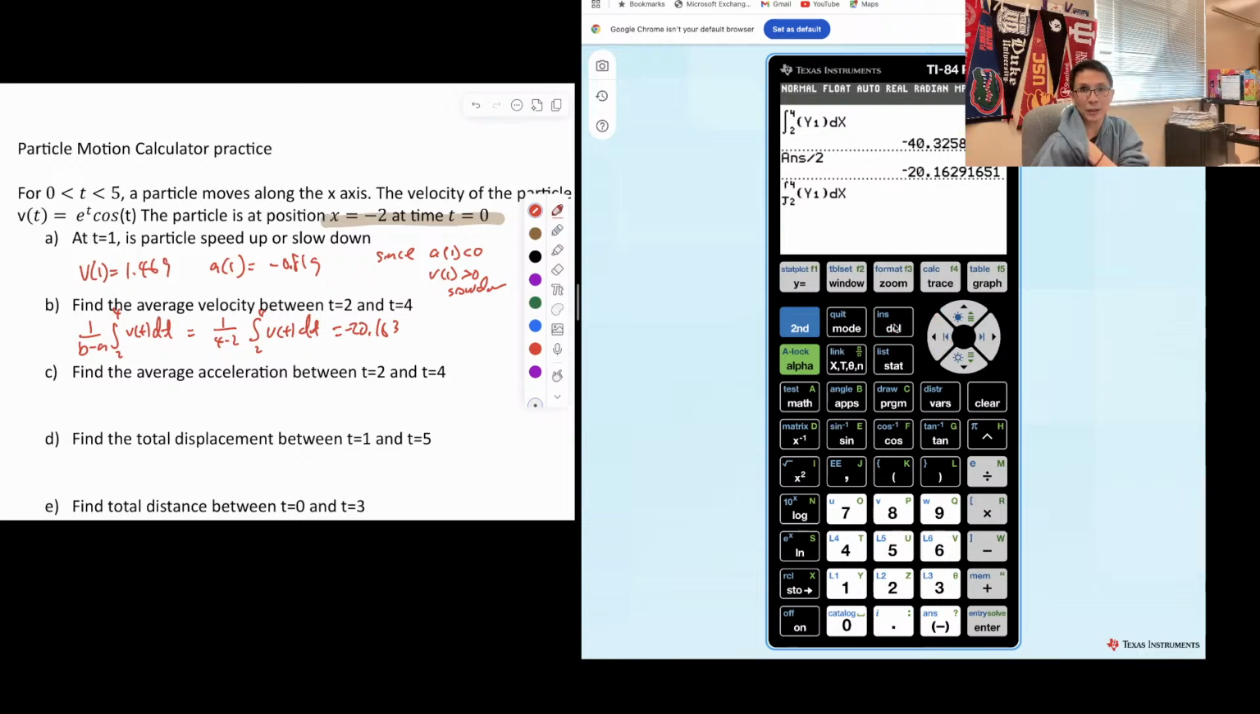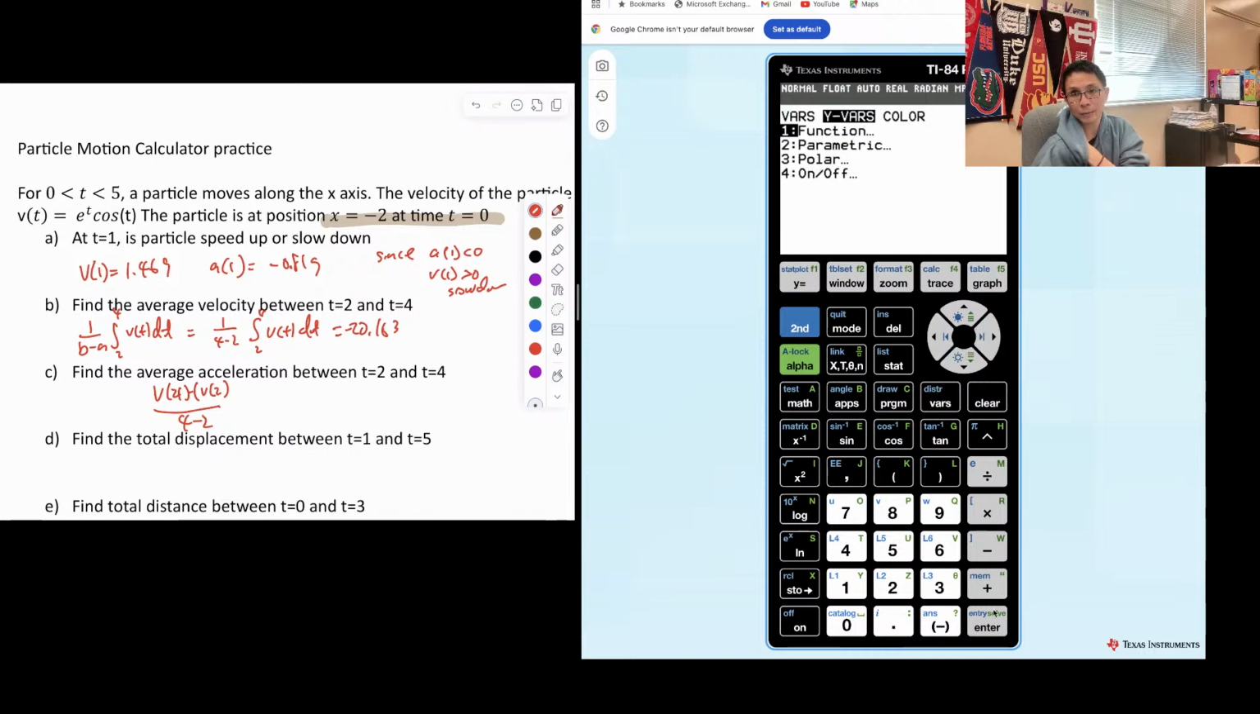I'm going to insert. You can actually insert this, and you can do a fraction. Not all TI-84s can do that. So according to 4 minus 2, you're going to get an answer like this in one shot: 20.16. Average velocity is basically v of 4 minus v of 2, because that's a changing velocity over changing time. Is that okay?